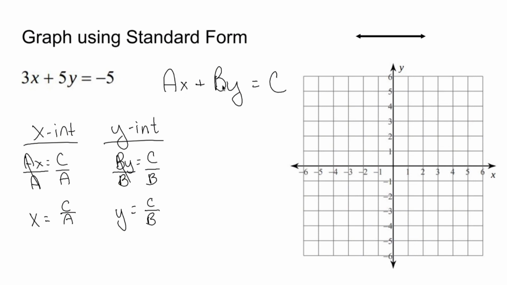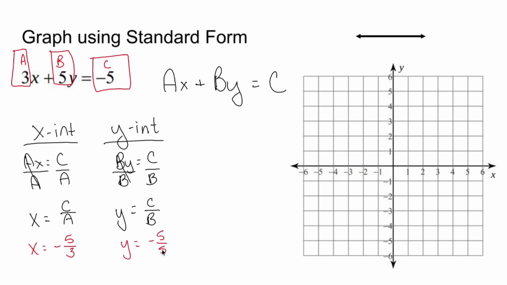Well, if your ax plus by equals c and your 3x plus 5y equals negative 5, then my a is going to be 3, my b is going to be 5, and my c is going to be negative 5. So my x-intercept is going to be negative 5 over 3. Not pleasant, but that's what it is. My y-intercept is going to be c over b, which is negative 5 over regular 5, which simplifies to negative 1.